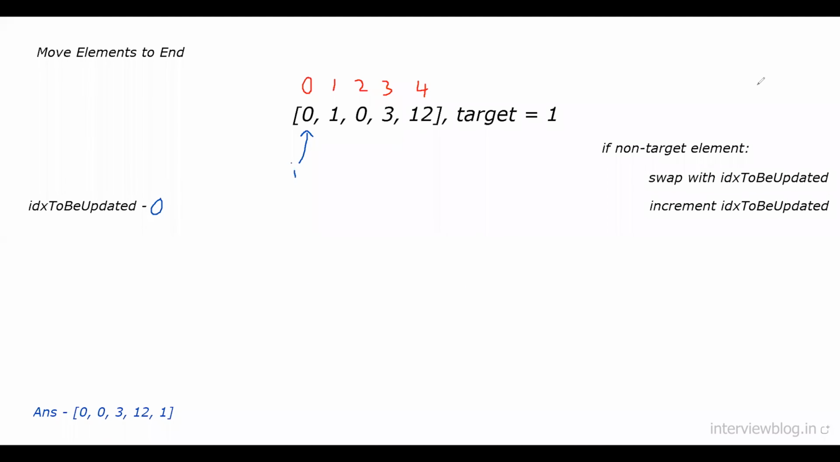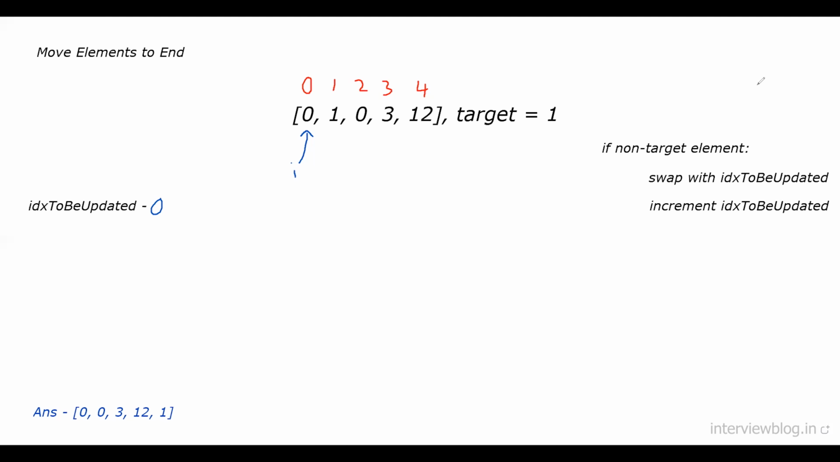So in this example, we can see that the given target element is 1, and hence the element that is present in the first index should be moved to the last position of the given input array. So initially, both of these pointers would be pointing to the first index, that is 0. Now I'll be checking if the element that is present in the ith index is equal to my target element. If the elements are equal, then I will continue to traverse the array. And when they are not equal, I will simply swap the ith index with the index to be updated and increment the index to be updated.